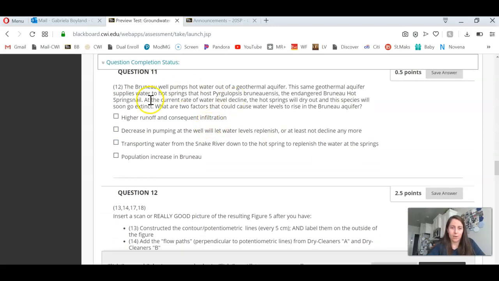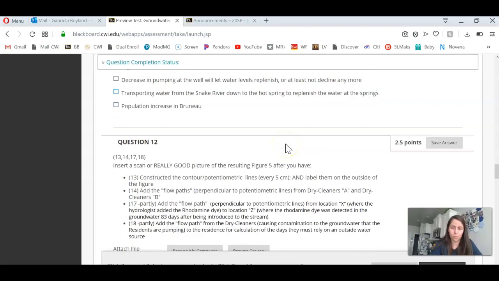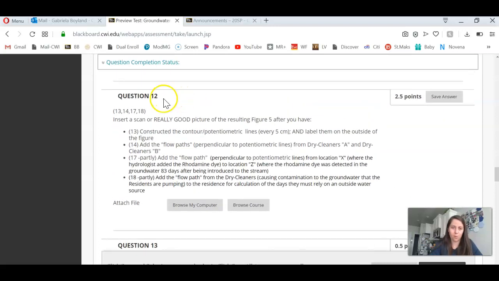Okay, here, this one is, you have 2 or 3, what did I say? What are the 2 factors that could cause water levels to rise in the Bruno aquifer? So after you look at this whole question, you'll understand this is a multiple answer question, so you could answer 2 of them. Okay, so now question 12 on your quiz is really corresponding to the first set of questions from part C. So let's go back to that.